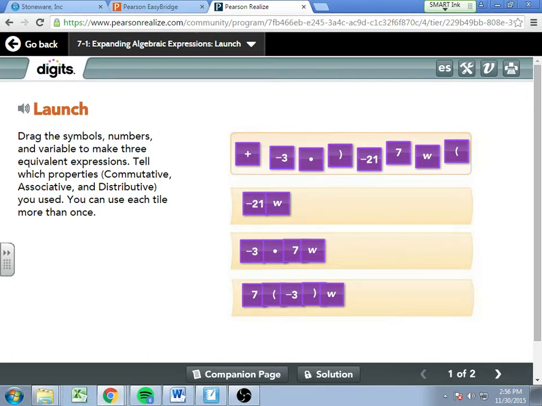This is 7 times negative 3 because there's nothing between the number and the parentheses. That tells me to multiply. If we wanted to, we could show the multiplication: 7 times the parentheses negative 3. But either way, it's going to multiply. 7 times negative 3 gives me negative 21, and then times w gives me the negative 21w.